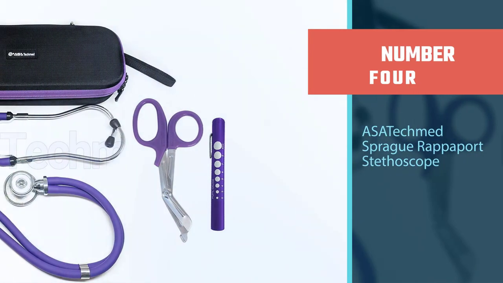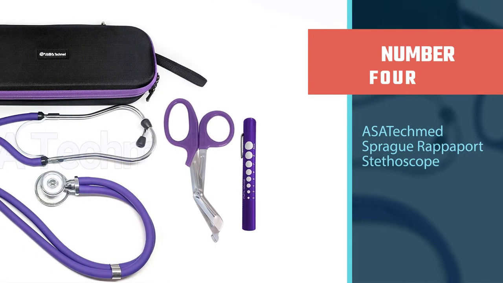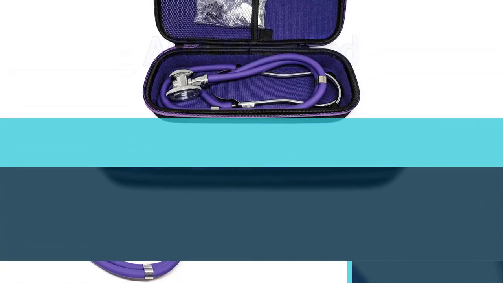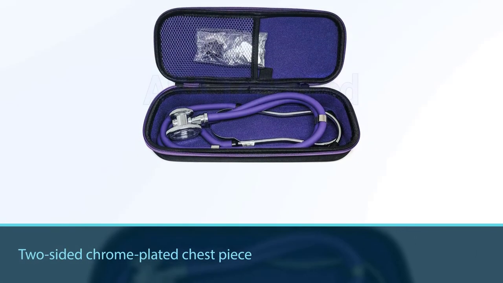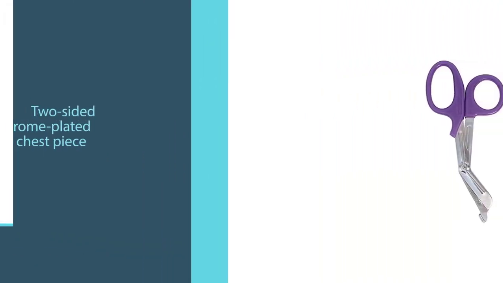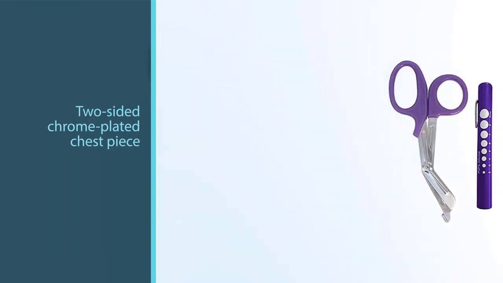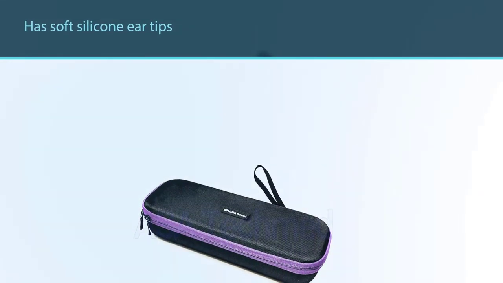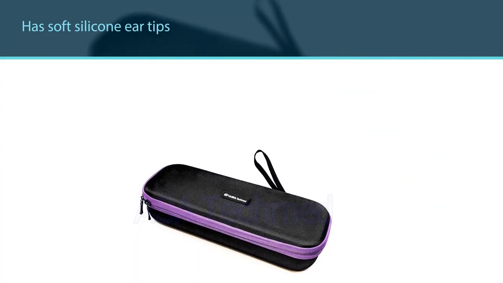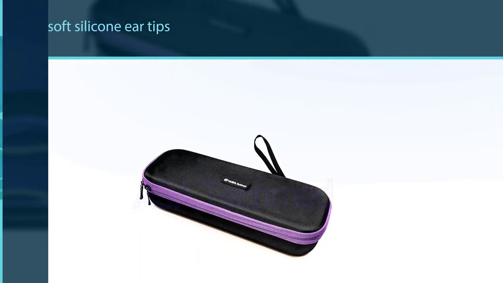Number 4. Acoustic Sprague Rapoport Stethoscope. This stethoscope features a two-sided chrome-plated chest piece. With ultra-sensitive acoustics, it's designed to enable users to hear a broad spectrum of varying sound frequencies. It has soft silicone ear tips, so it won't hurt your ears. The tips also help with isolating sounds for accuracy and precision.